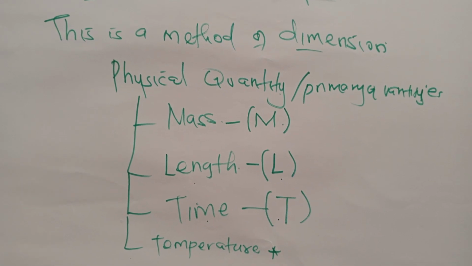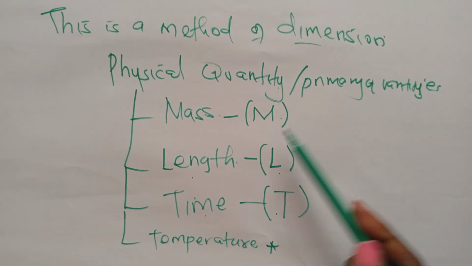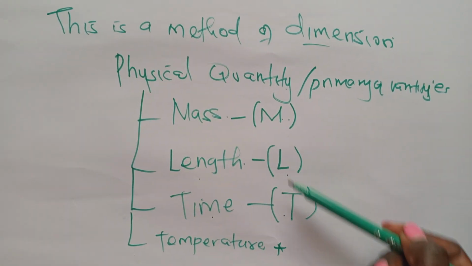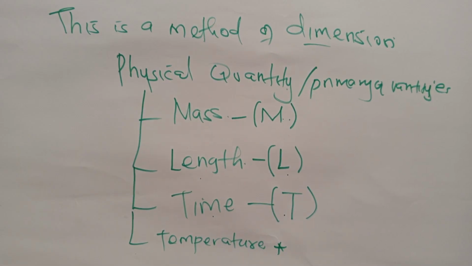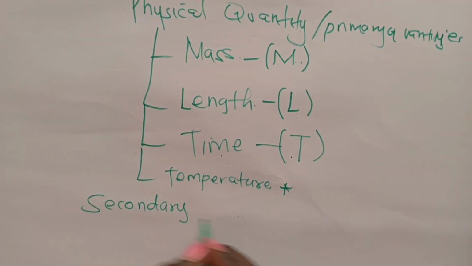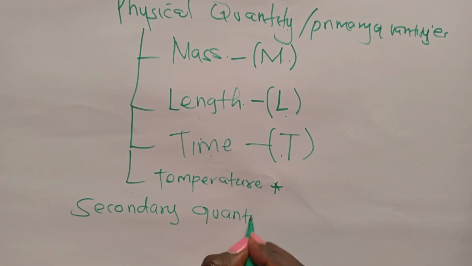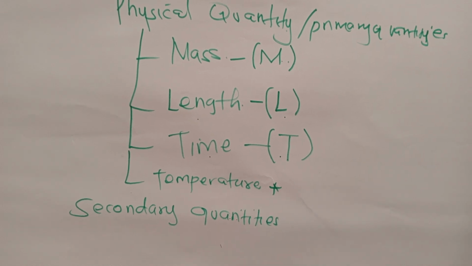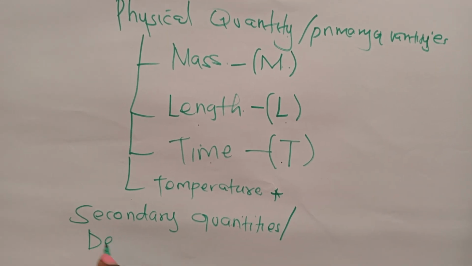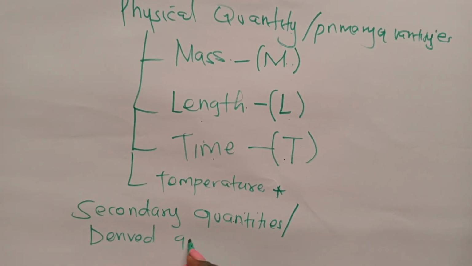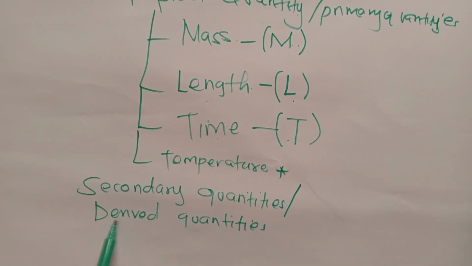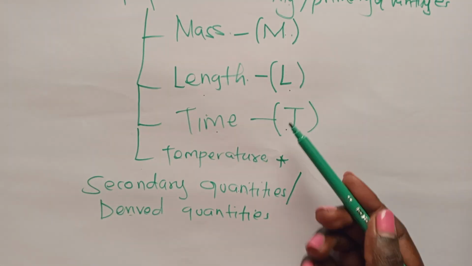Now, for the relationship, where we may have a quantity with mass and length, or length and time, we have them as secondary quantities. So secondary quantities are also known as derived quantities. We call them derived quantities because they are derived from the primary quantities.